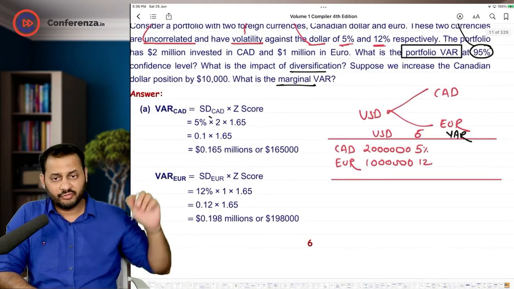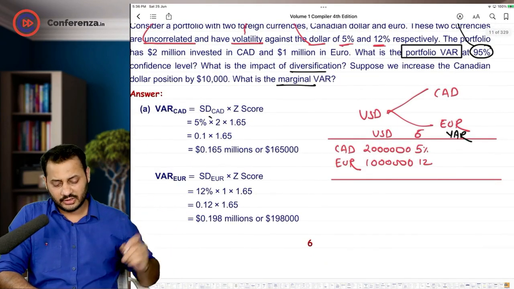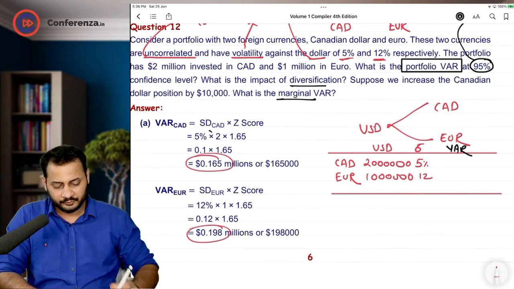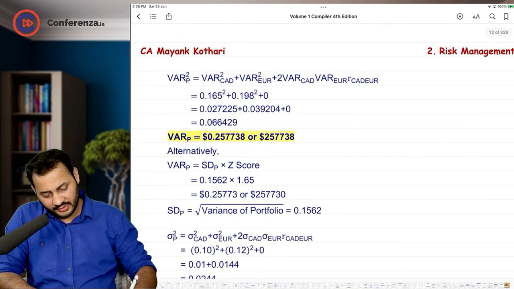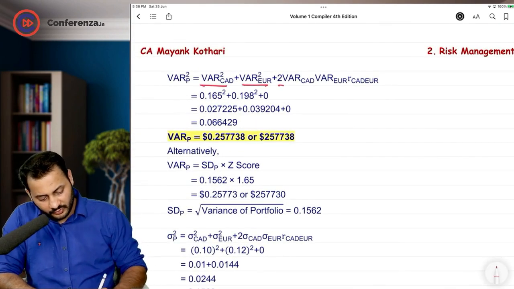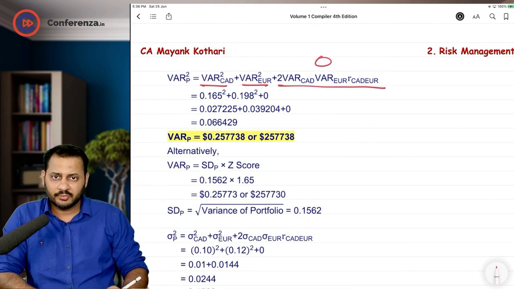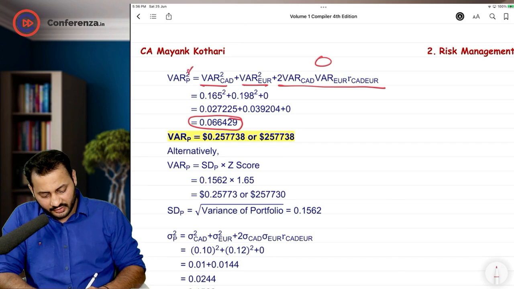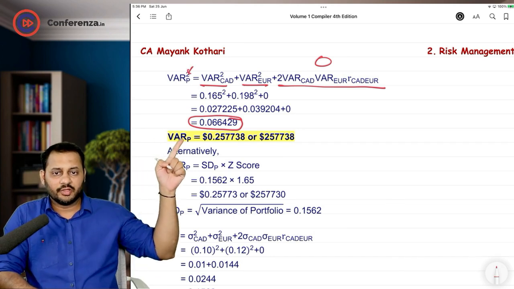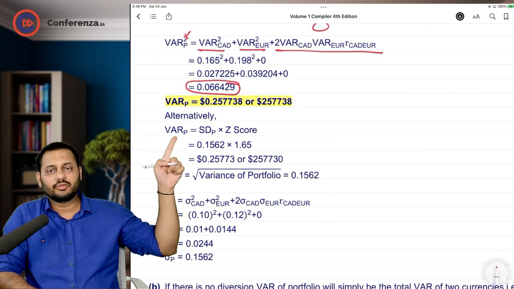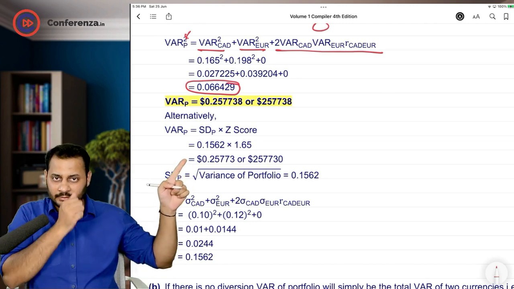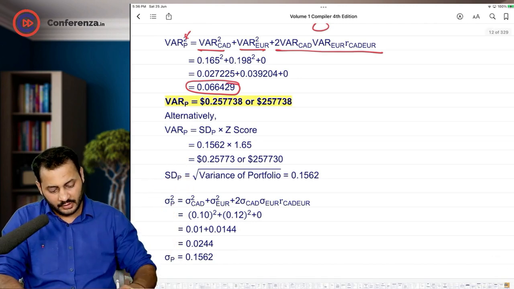Now have a look. First, they calculated VAR of the Canadian dollar and VAR of the euro, which was 0.165 and 0.198. Then they used these two VARs in this formula. If you remember this formula, this entire figure becomes 0 and the answer comes to 0.066429, which is the square, meaning variance. And if you put a square root, you will get this answer. Otherwise also the VAR of the portfolio can be calculated using this method. And then it goes to 257738. Okay, that's enough.